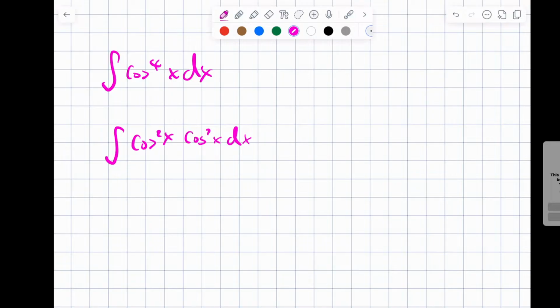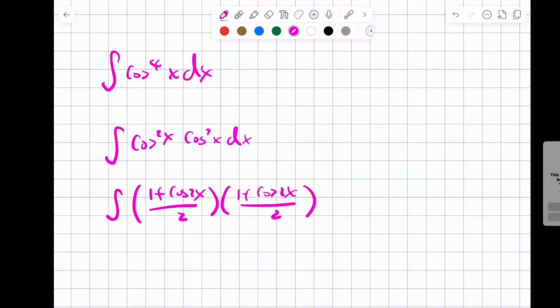And I can say cosine square, but instead of changing to 1 minus sine square, because u equal to sine of x, du does not equal cosine square of x, so that doesn't help me. So let's just change both of them: 1 plus cosine of 2x over 2 times 1 plus cosine of 2x over 2. This is the only time you have to use power reducing, when you're owning sine to the even power or owning cosine to the even power.